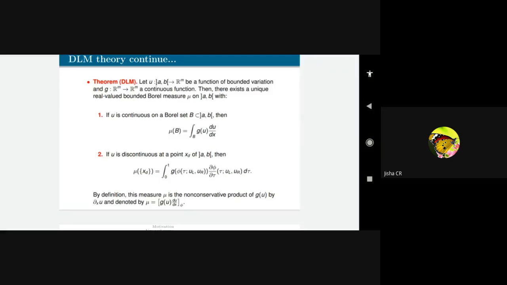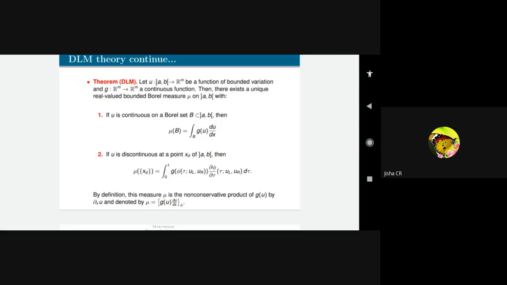By definition, this is a measure, and this is the non-conservative product. Mu is the non-conservative product, and it is a measure. It is defined as G of U times du by dx. For the discontinuous case only, we define the path function phi.